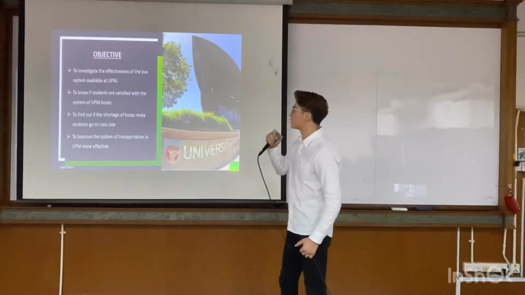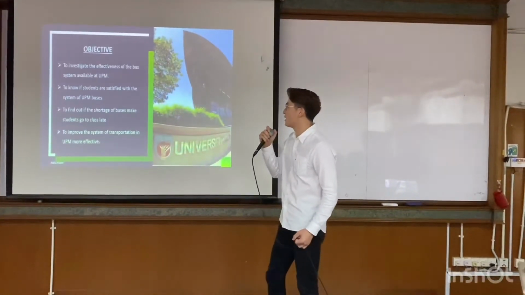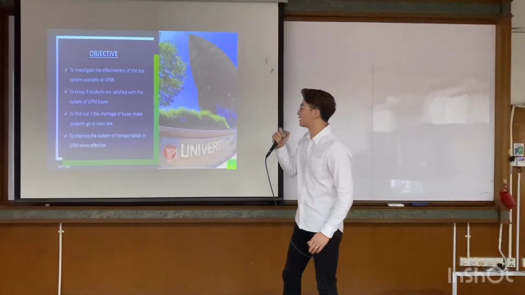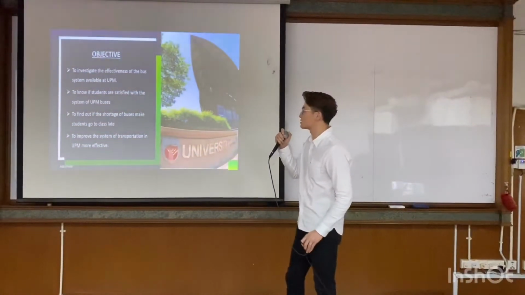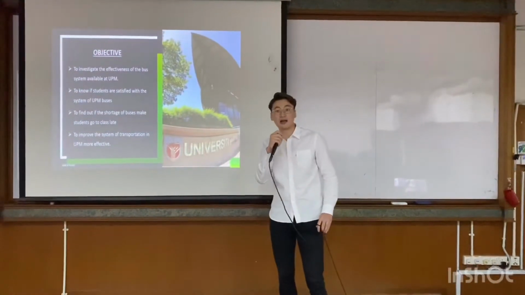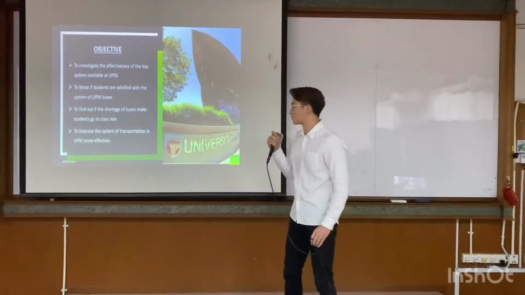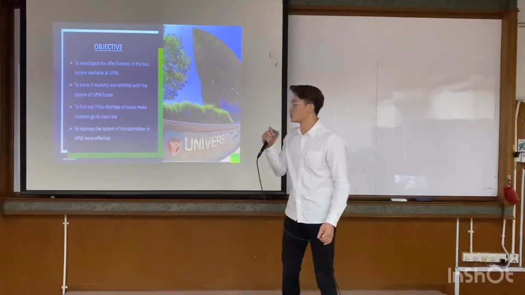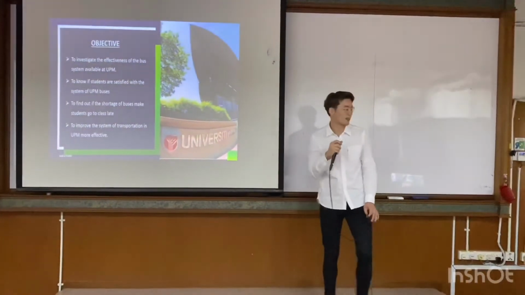The second is to know if students are satisfied with the UPM bus system. The third is to find out if the shortage of buses makes students go to class late or not. The last one is to make the transportation system in UPM more effective.